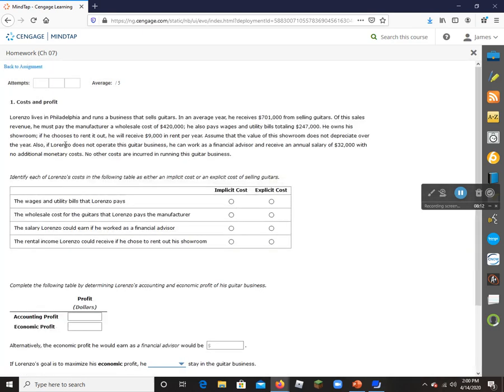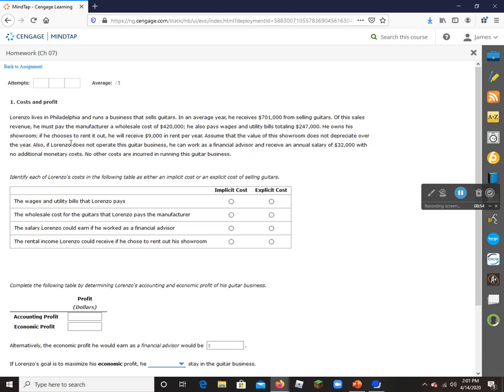Here, we'll start here. Lorenzo lives in Philadelphia and runs a business that sells guitars. In an average year, he receives $701,000 from selling guitars. Of this sales revenue, he must pay the manufacturer a wholesale cost of $420,000. So if you're in accounting, that would be your cost of goods sold. He also pays wages and utility bills totaling $247,000. So there's a receipt or a bill here, or a check to count. So that would be an accounting cost that he has to pay.